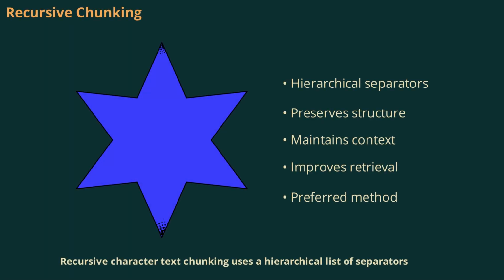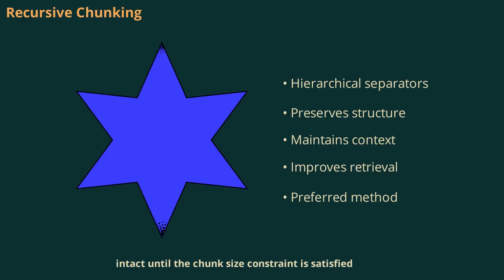Recursive character text chunking uses a hierarchical list of separators, such as paragraphs, sentences, spaces, and characters, to split text. This method attempts to keep structurally related units intact until the chunk size constraint is satisfied. By preserving paragraphs and sentences, recursive chunking maintains semantic context, making retrieval and generation more effective. This strategy is more sophisticated than fixed-size chunking and is preferred for high-quality RAG systems.